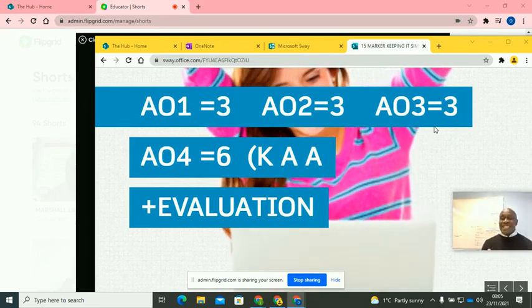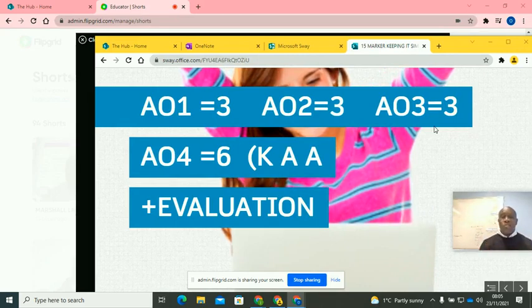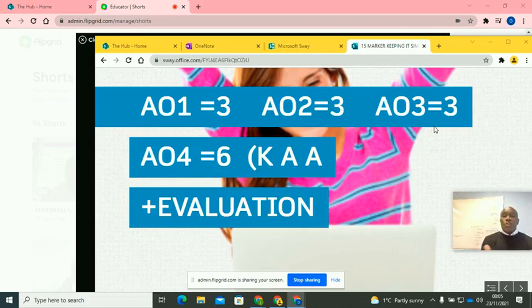AO3, this is the analysis. It's simply answering the question. People get so confused with analysis, and I don't know why. It's just answering the question.